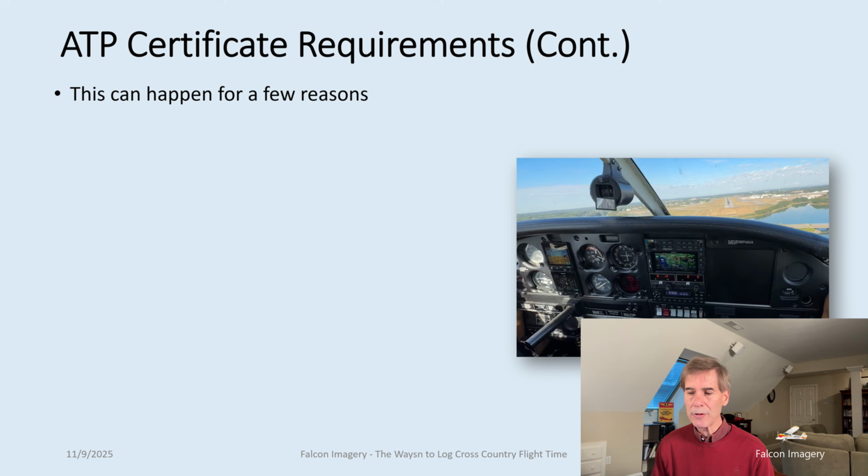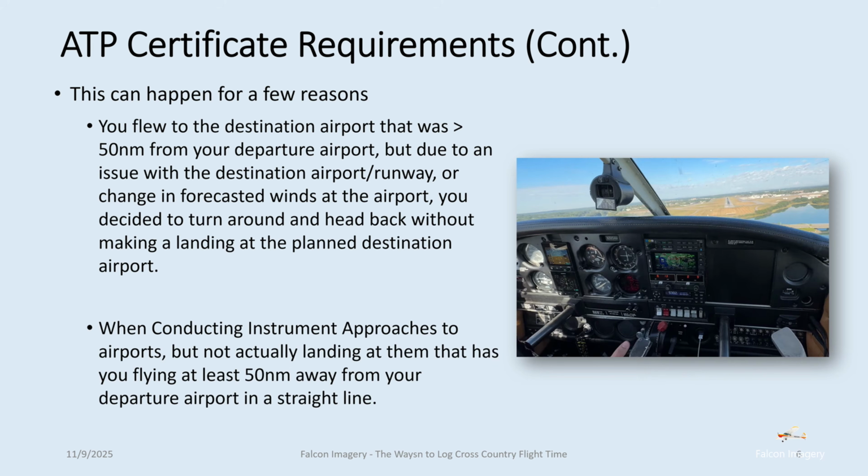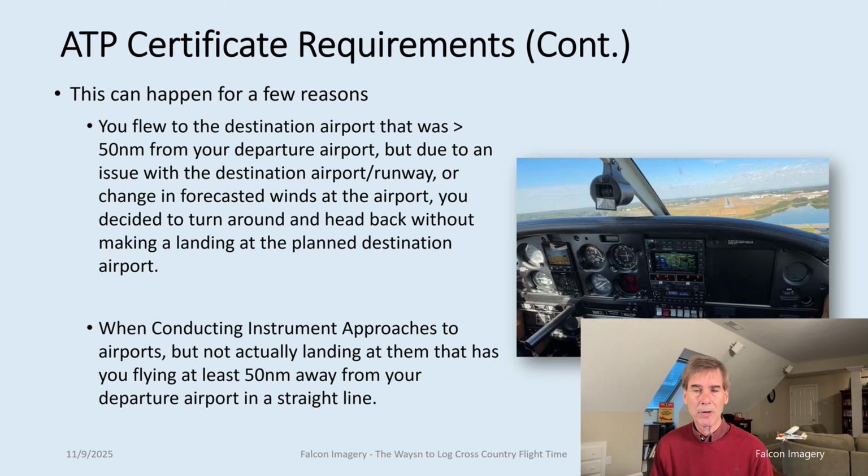This can happen for a few reasons. Say, for example, you flew to the destination airport that was greater than 50 nautical miles away from your departure airport, but due to an issue with the destination airport or runway, or changes in the forecasted winds at that airport, you decided to turn around and fly back to your departure airport. So as long as it was at least 50 nautical miles away, you can count that under qualifying Part 121 cross-country flight time, even though you didn't land at that airport that was beyond 50 nautical miles away.